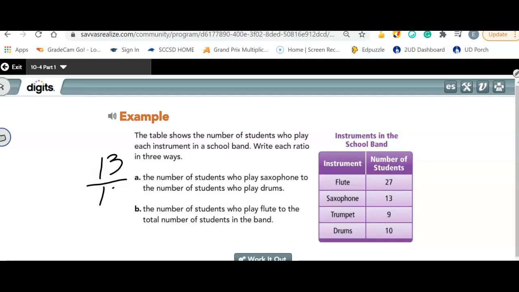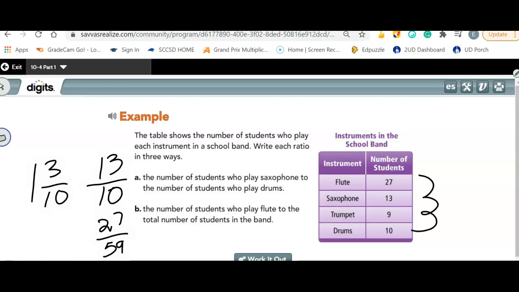13 over 10. What type of fraction is 13 over 10? Tom? Improper fraction. You can change improper fractions to mixed numbers, 1 and 3/10. I don't want you to change them into a mixed number unless it tells you to. Okay, it's really hard to identify the ratio as a mixed number. So just keep it as an improper fraction, and it's okay to have an improper fraction. B, the number of students who play the flute to the total number of students in the band. Clayton. 27 over 59. We agree? We get that 59 by adding all of these up.